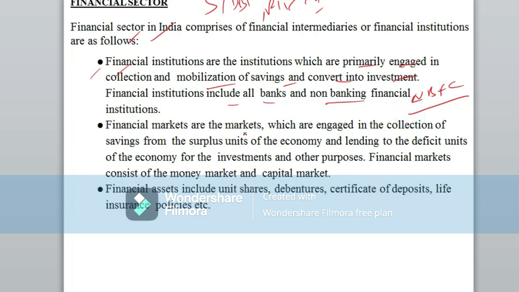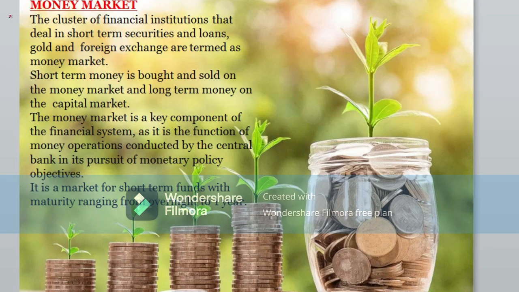Financial markets are the markets engaged in the collection of savings from the surplus units of the economy and lending to the deficit units of the economy for investment and other purposes. Financial markets consist of the money market and the capital market. Financial assets include shares, debentures, certificates of deposit, life insurance policies. Now what is the money market? The money market is a cluster of financial institutions. On a cluster basis they are grouped together in terms of securities, loans, gold, foreign exchange, and short-term money is bought and sold in the money market. Long-term money is present in the capital market.